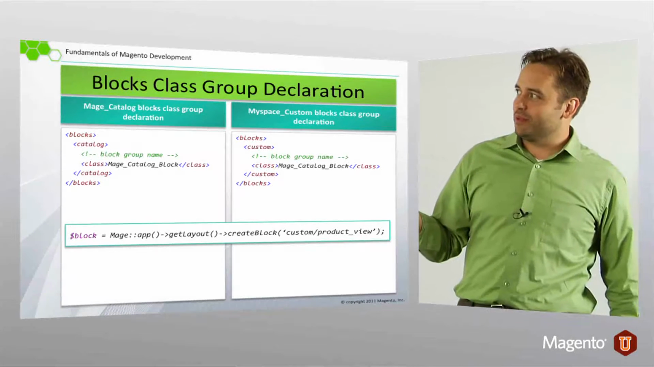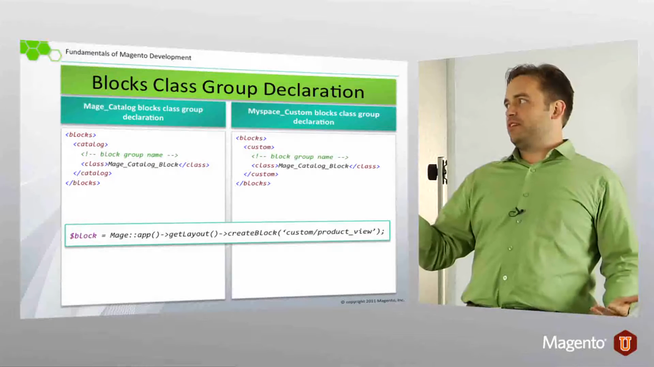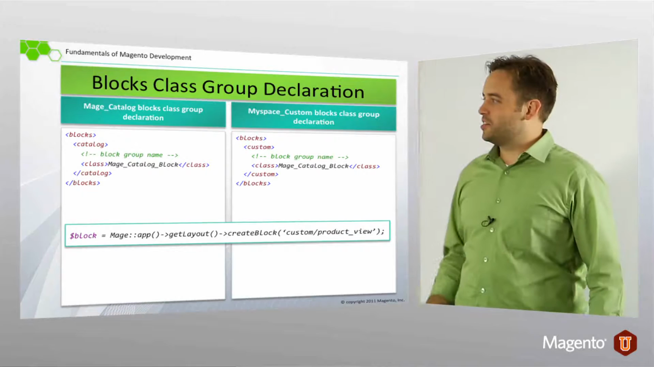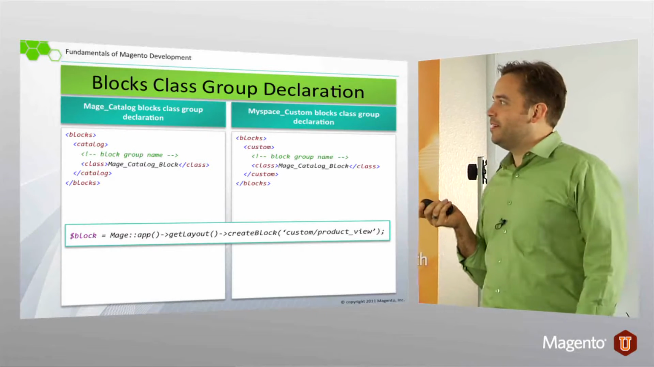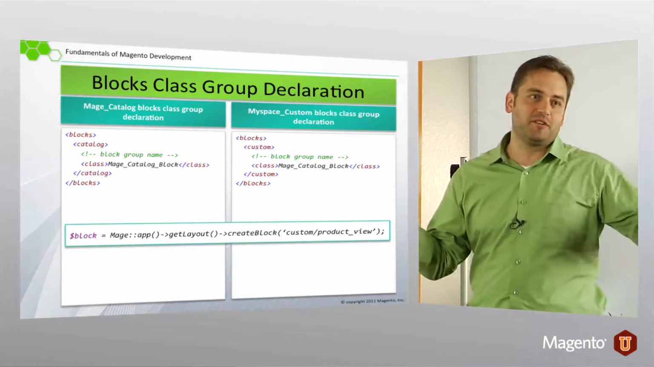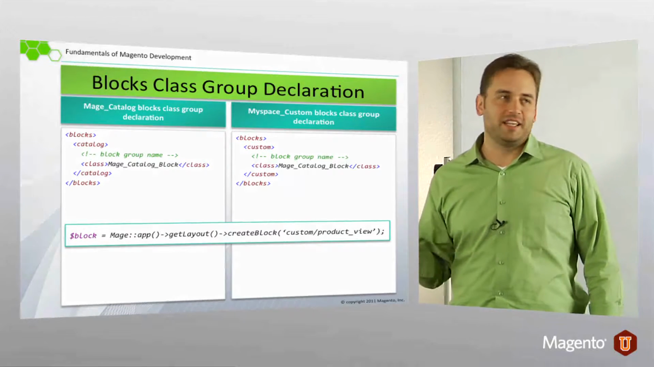Config, global, blocks, catalog. And in our module, we could say config, global, blocks, custom. And actually here, I love this example. I don't know why you would ever do this, but you can. Say maybe down the road, you're going to have your blocks extend from the catalog blocks, but not yet.